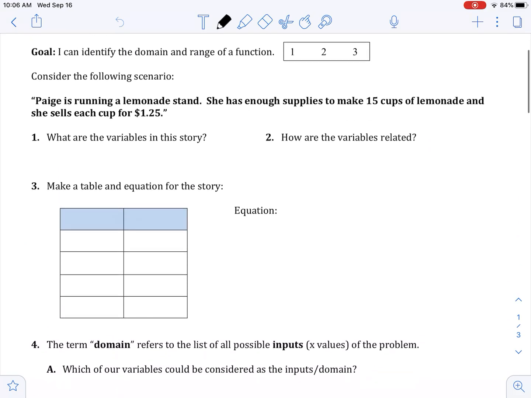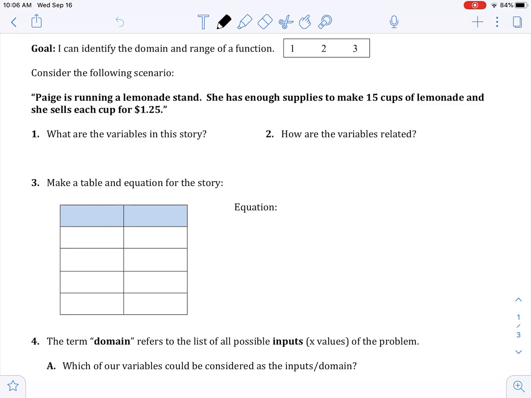Okay. So as you can see, the beginning of notes looks very similar to the relations notes, but we add domain and range into it. Okay, so this says, consider the following scenario. Paige is running a lemonade stand. She has enough supplies to make 15 cups of lemonade and sells each cup for $1.25.